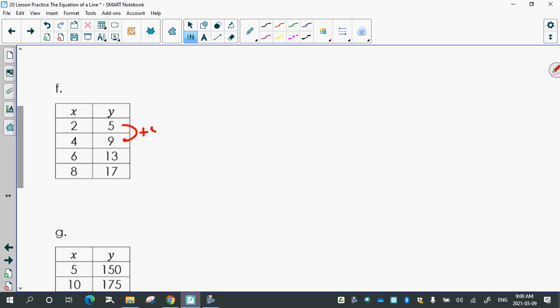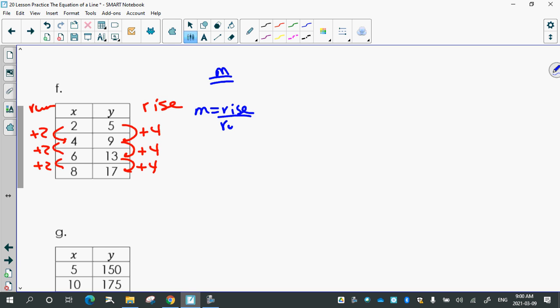Okay, so 5 to 9 is up 4, 9 to 13 is up 4, 13 to 17 is up 4. The change in y is our rise, the change in x is our run. So to find this slope, I'm going to do rise over run, which is 4 over 2, which is 2.